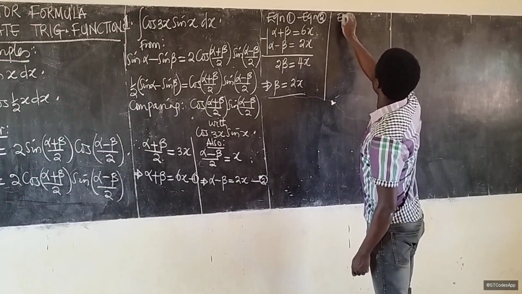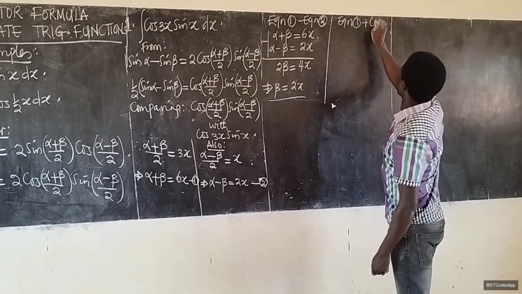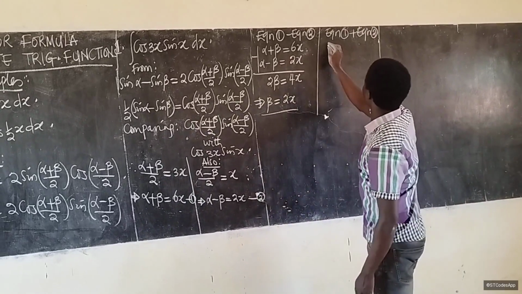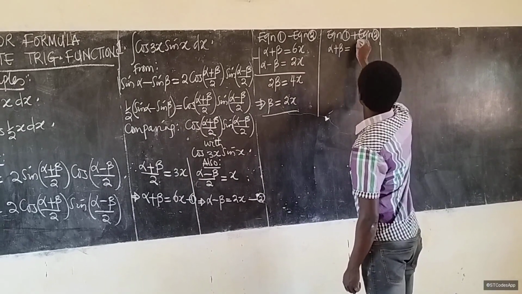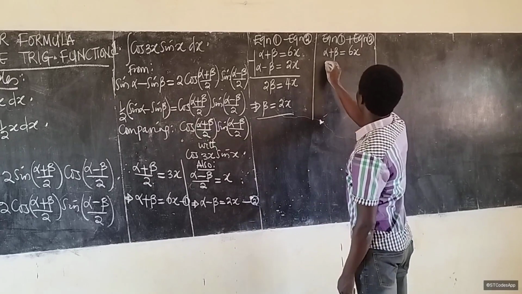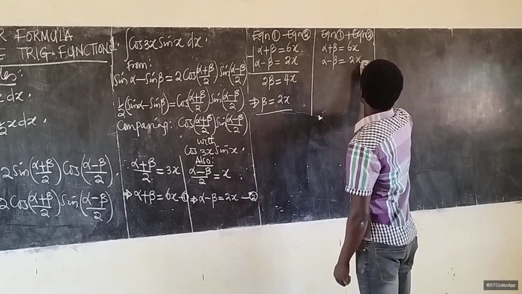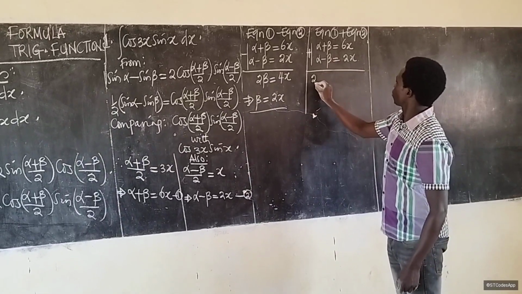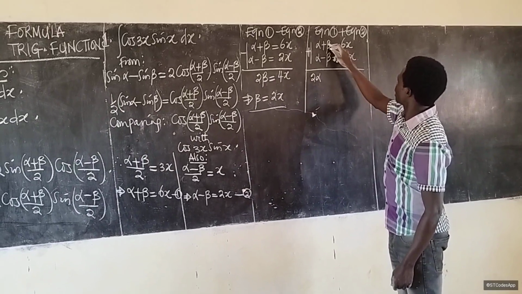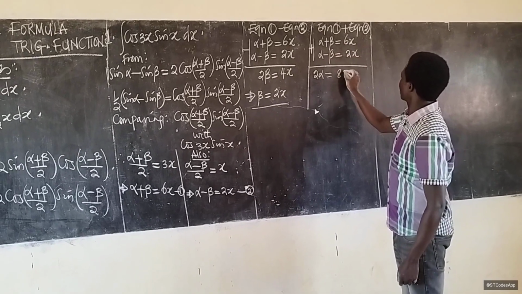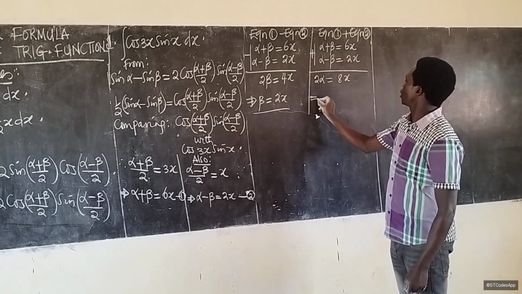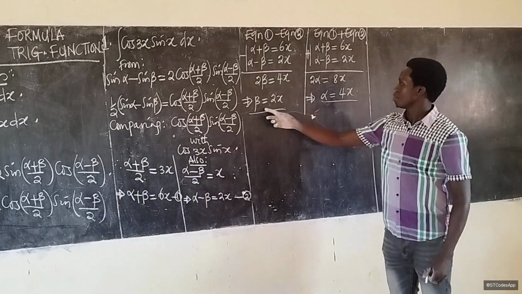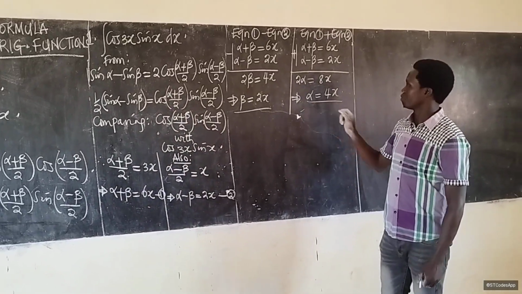Similarly, equation 1 plus equation 2. On adding them, we will have alpha plus beta equal to 6x, and then alpha minus beta equal to 2x. On addition of the 2, this is 2 alpha; beta plus negative beta is 0, which will take me to 8x. And so on division, alpha will give me 4x. So we have that beta is 2x and alpha is 4x.